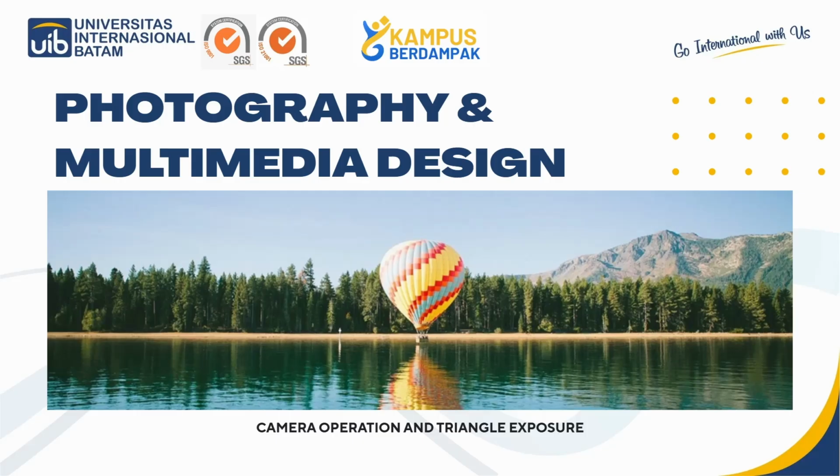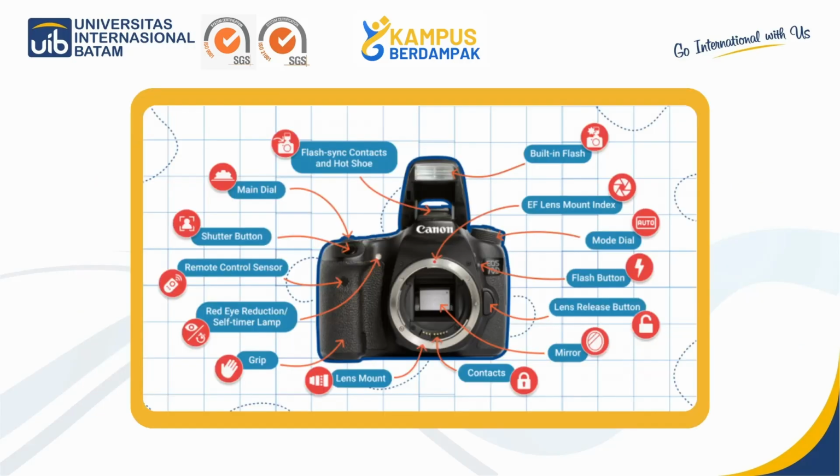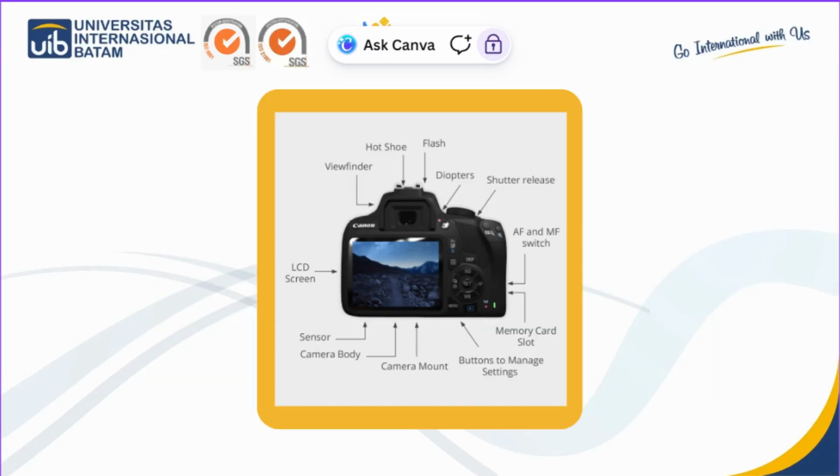But in order for us to understand how to do photography, we need to know what a camera is. Well, a camera is an optical device that functions to form and record the image of a subject onto a light-sensitive medium, such as a digital sensor or a film. In order for us to understand how a camera operates, we need to understand the many components of a camera and their primary functions. Let's start with the viewfinder.